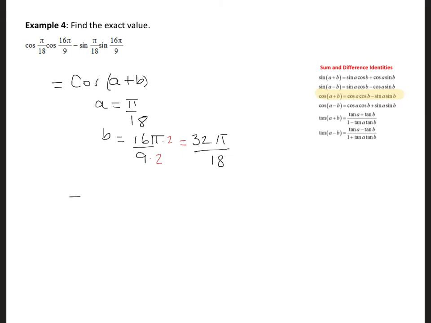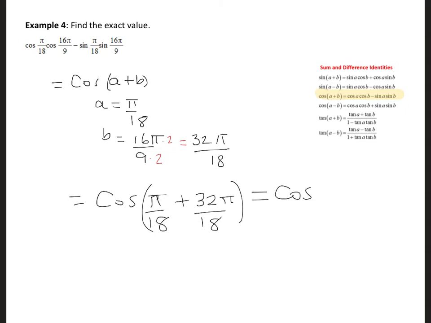And now, see, I have cosine of pi over 18 plus 32 pi over 18. And all this is going to be the same as cosine of 33 pi over 18.